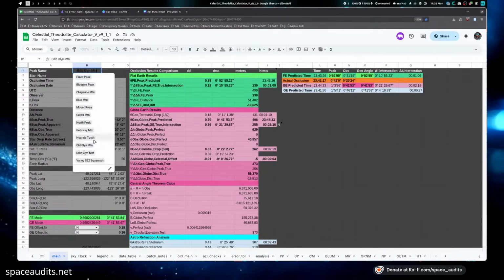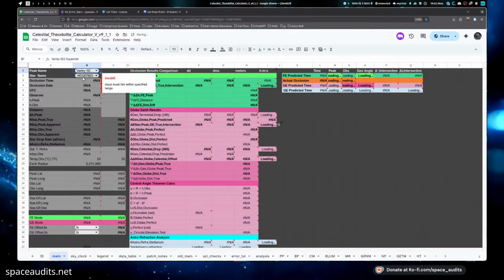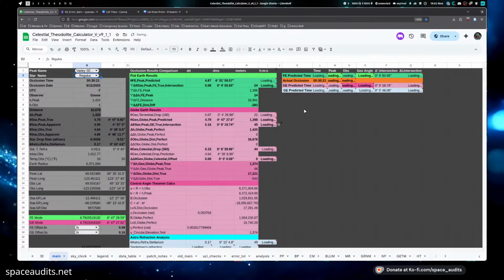So let's see here. I think we got one more. We got Varley S.E. Squamish from Goose. So here we have another shorter distance one where it's 16,000 meters, comes out to be 22 meters of drop for the peak. And then when we derive the elevations for everything, we're off by 24. The globe's off by double, if I'm not mistaken. And you subtract that, you get the drop over distance.